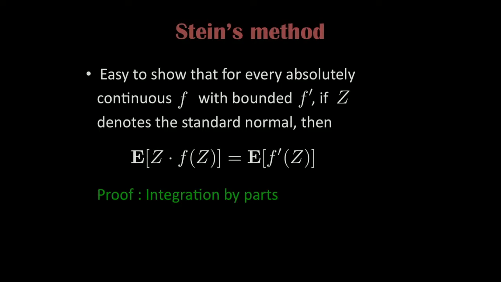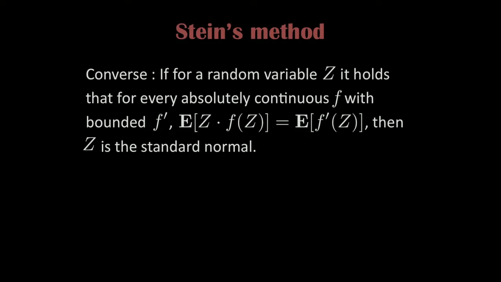Turns out that the converse is also true. So if for a random variable z it holds that for every absolutely continuous f with a bounded f prime this identity holds good, then z is the standard normal. How do you prove this part? It's some basic differential equations, some amount of calculus, not very difficult. But it turns out this equation characterizes standard normals exactly.